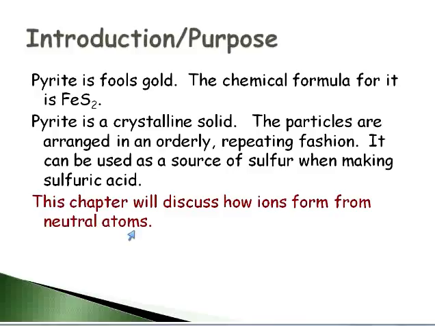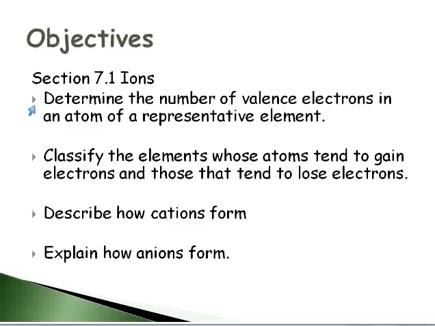So in this chapter, we'll discuss how ions form from neutral atoms. We actually covered a lot of this in the last chapter, but we're going to be reviewing that and then going into a little more detail. The objectives we are going to cover: determine the number of valence electrons in the atom of a representative element, classify elements whose atoms tend to gain electrons and those that tend to lose, describe how cations form, explain how anions form. And again, we've touched upon a lot of this in the last chapter.